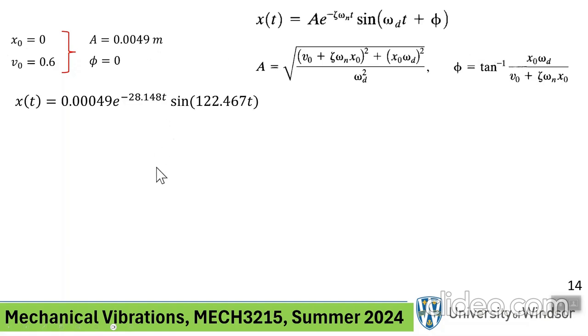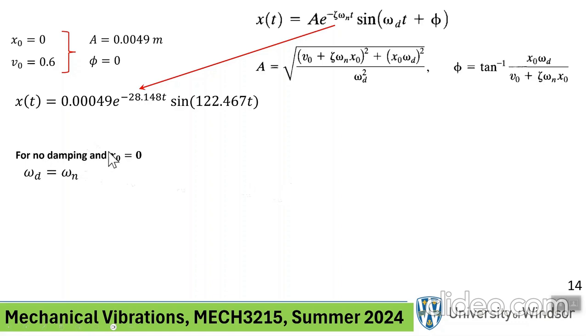All right. You can write your solution. A is this number sitting right there. E to the, we have zeta, we have omega, and multiply that, you get this times t. Sine, and phi was 0. Notice that phi came out to be 0, so we don't have to worry about it. There we are.